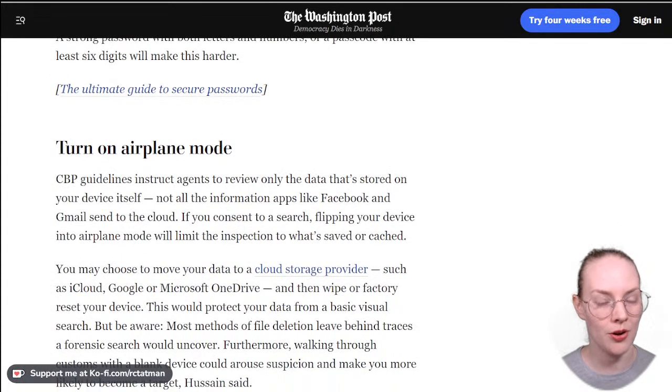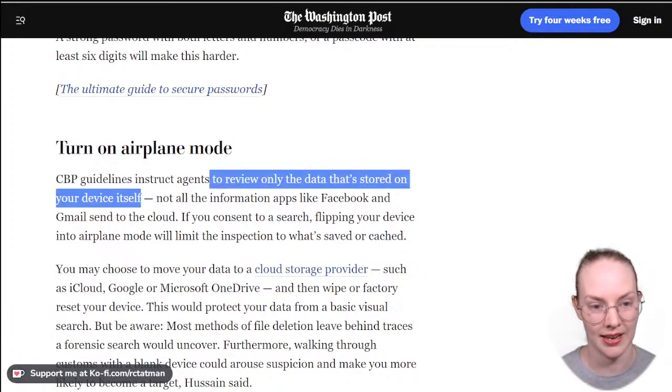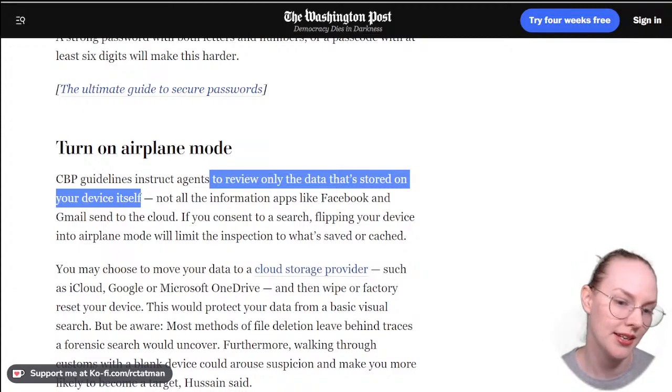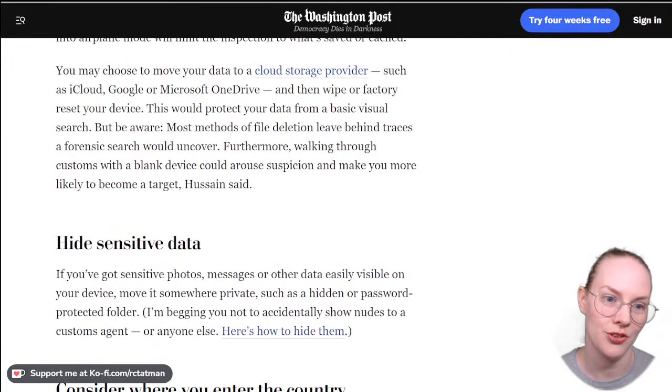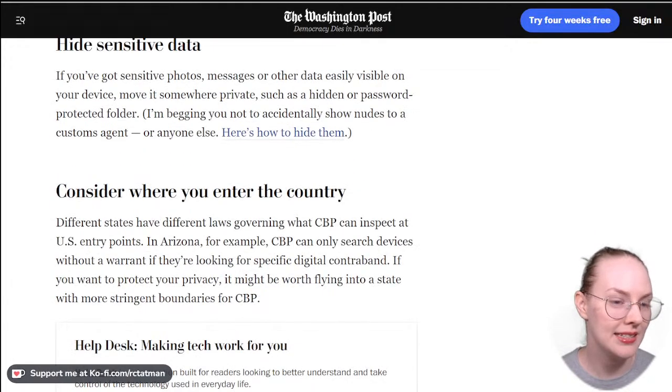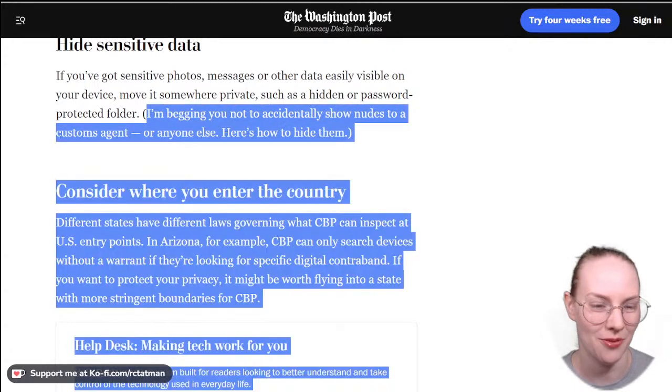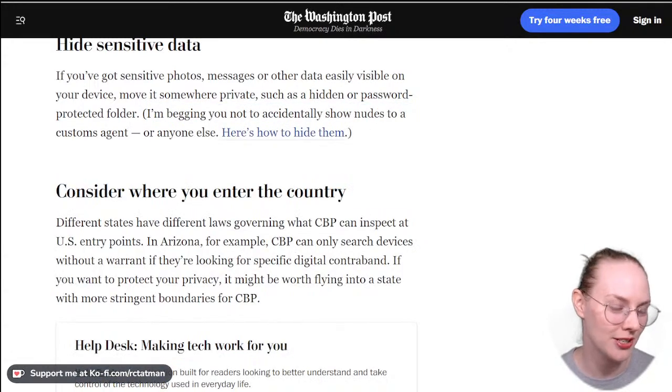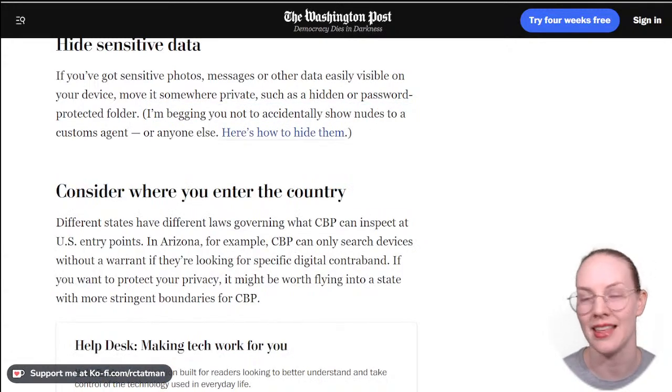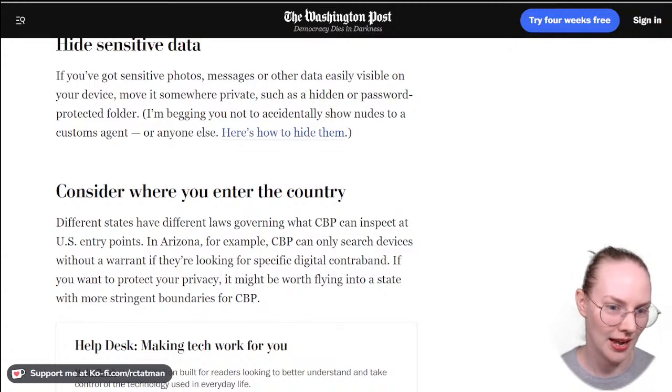Turn on airplane mode, which helps prevent them from connecting to your apps. And if you choose to move your data to a cloud storage provider, then wipe or factory reset your device. Hide sensitive data, move it somewhere private, such as a hidden or password protected folder. To avoid showing nudes to customs agents, or I guess not showing, right? Like they would just find them because they were looking.